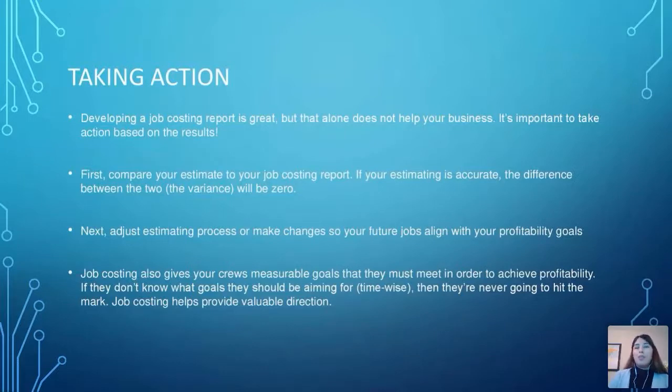First, compare your estimate to your job cost report. If your estimating is accurate, the difference between the two should be 0. Next, adjust your estimating process or make changes so your future jobs align with your profitability goals. Job costing also gives your crews measurable goals that they must meet in order to achieve profitability. If they don't know what goals they should be aiming for, or time-wise, then they're never going to be able to hit the mark with those goals, right? So job costing provides valuable direction.